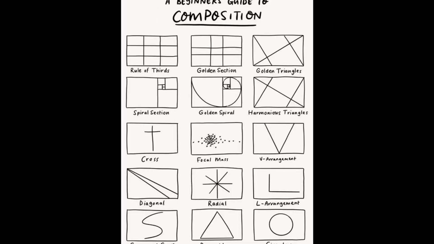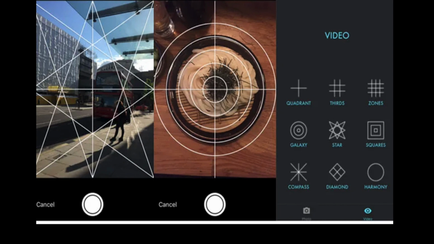Then we have a triangle, in this composition guide for beginners, also known as a pyramid. Now, there is a difference between a triangle and a V arrangement, because those are 2 separate things. So we're going to be concentrating on triangle.